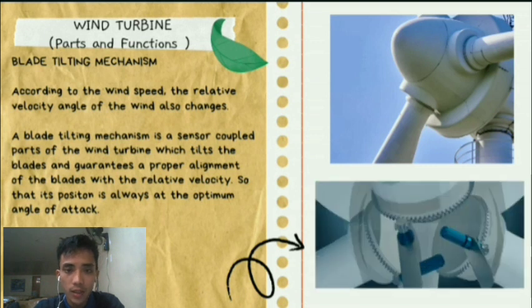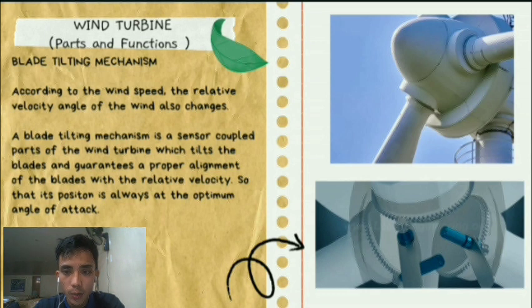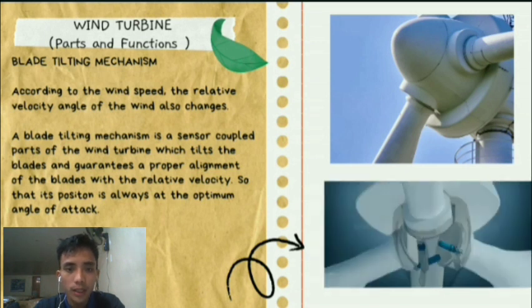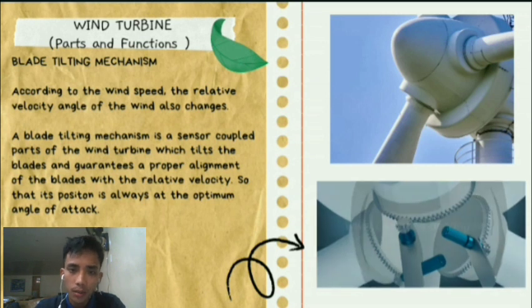The angle of attack is set during the manufacturing process and remains constant. While this design is simpler and less expensive, it has limitations in terms of adaptability to varying wind speeds. Sabi ko dito, fixed pitch blades are often used in small scale or older wind turbine designs. So, hindi na po siya kalimitang ginagamit ngayon, pero type po siya ng blade tilting mechanism.